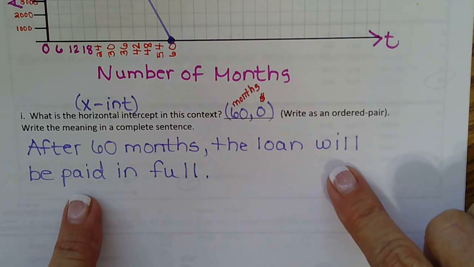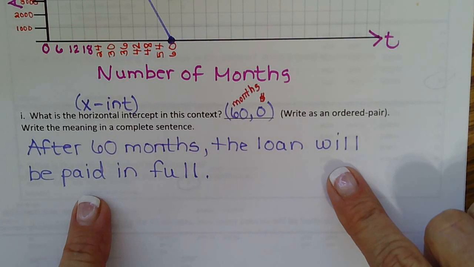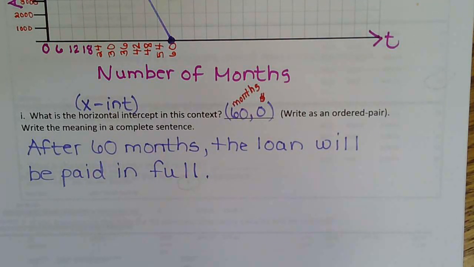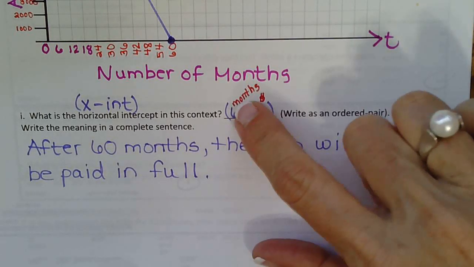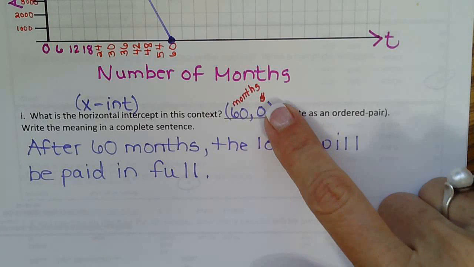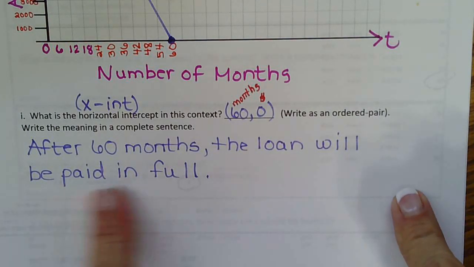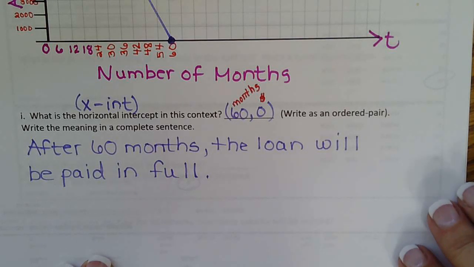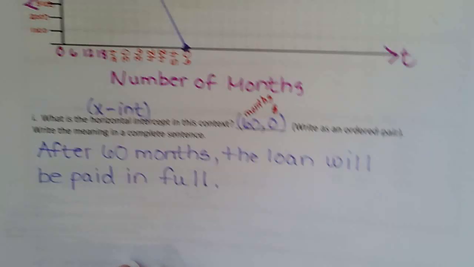Just want to make sure everybody got this last answer down. I know we said it before the video ran out, but I didn't know if everybody got it. So after 60 months, because I brought my labels down, X is number of months, Y axis is dollars, the loan will be paid in full or paid off or something to that effect. Okay, let's go ahead and move to page 3.